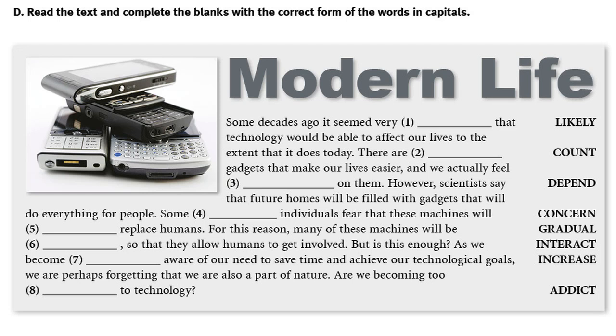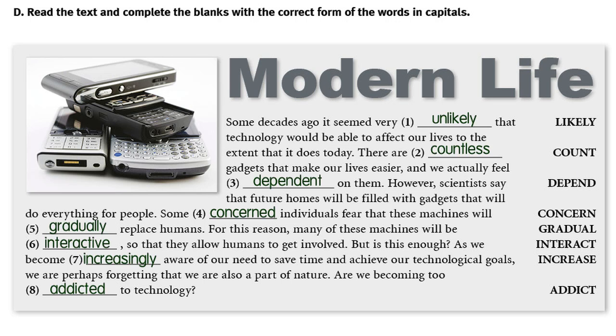D. Read the text and complete the blanks with the correct form of the words in capitals. Complete using the ideal form of these words. Answers. We modified these words according to the context. Likely, probable; unlikely, improbable. Count, to count or countable; countless, uncountable.